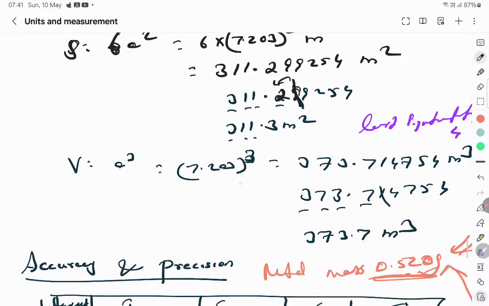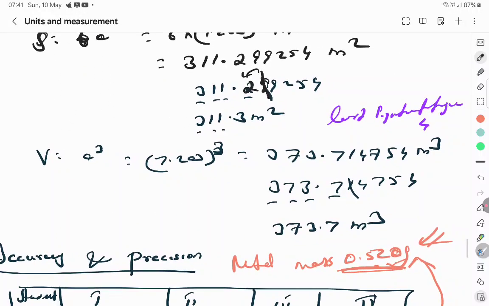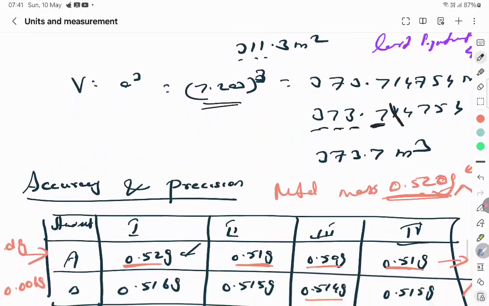In calculating volume, which is a cube, while doing so, you should have the least significant figure, which is 4. So taking 4 digits into account, you're dropping off a 1, so the previous digit can remain as it is.